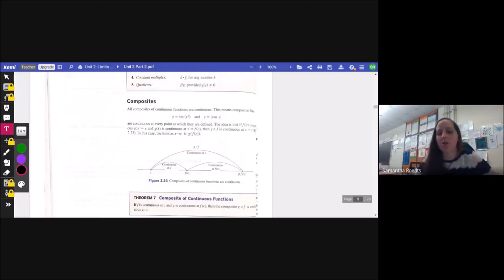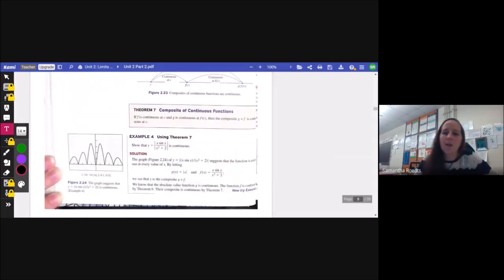So if we look at figure 2.3, one of my functions is continuous at c, one of my functions is continuous at f of c, so g of f is continuous for both functions. Okay, so in this case, the limit as x approaches c is g of f of c. Okay. So composites of continuous functions: if f is continuous at c and g is continuous at f of c, then the composite g of f is continuous at c.